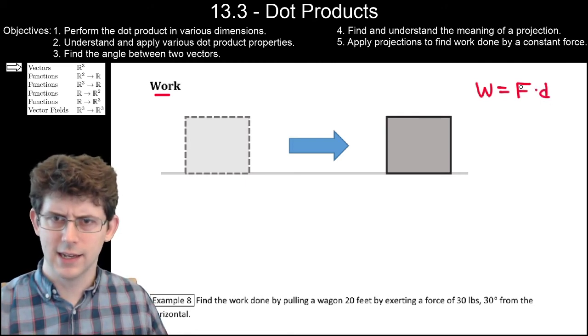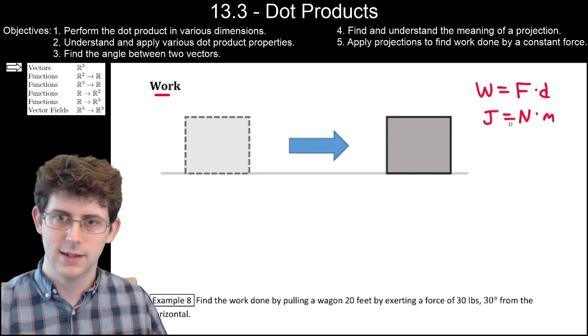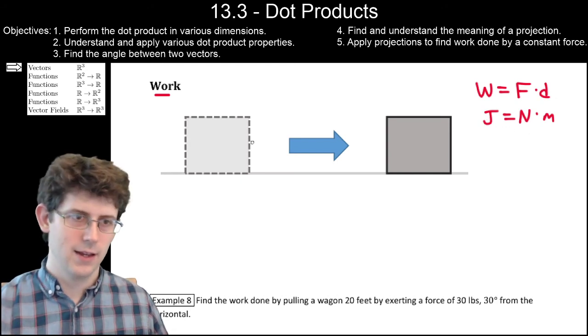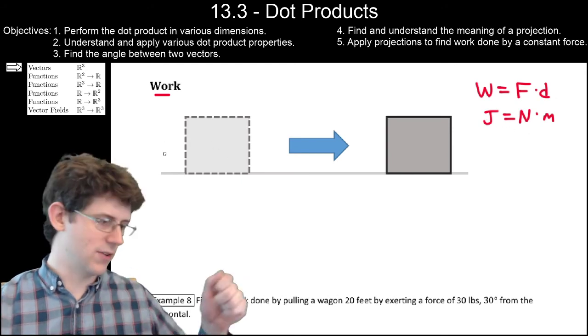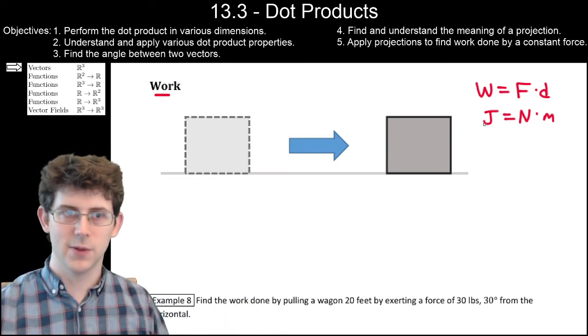This is because force might be in newtons and the distance might be in meters, and then a newton meter is called a joule. So this is how the units work out. So if you take a box and you drag it a certain distance by using a certain force, then you multiply those to figure out the work.